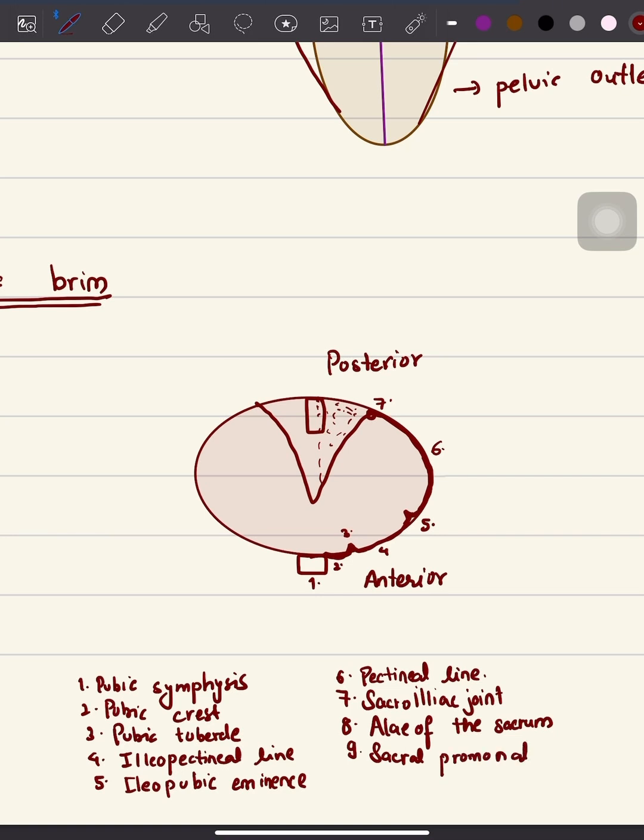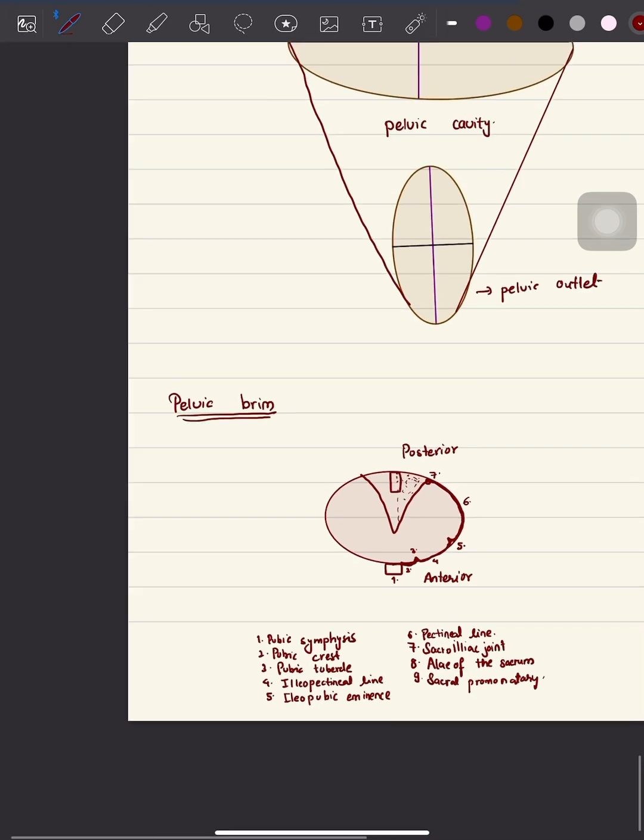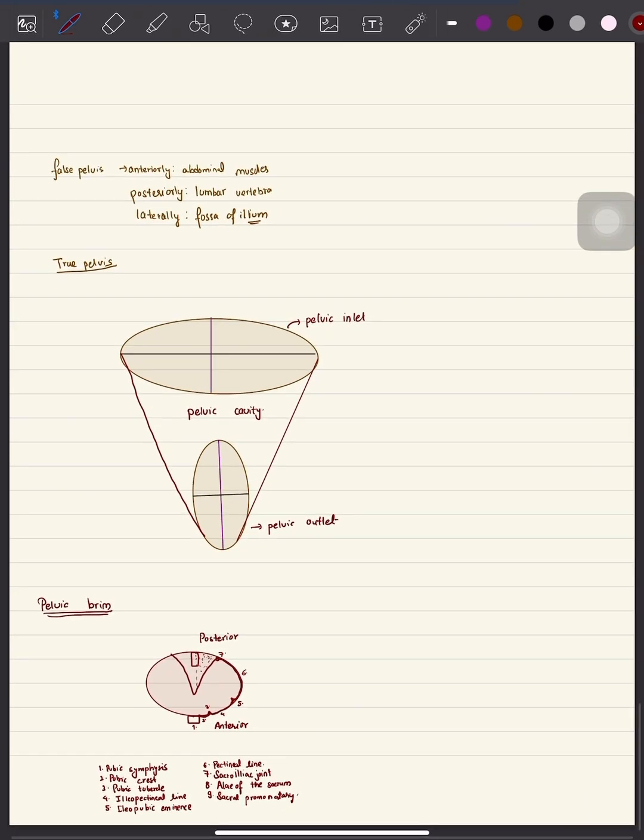Promontory. So what did we discuss? We discussed the false pelvis, and we discussed the true pelvis. The true pelvis has 3 regions: the pelvic inlet, pelvic cavity, and pelvic outlet. And the true pelvis and false pelvis are separated by the pelvic brim.